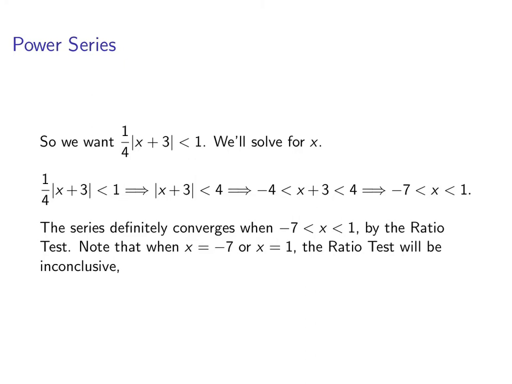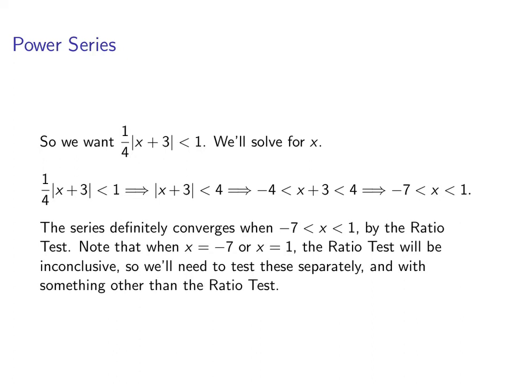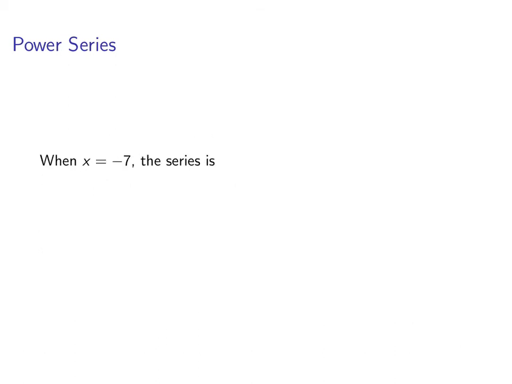The thing is, if we look specifically at x equals negative 7 or x equals 1, the ratio test is going to be inconclusive. And so we need to test those separately. We're going to go ahead and do that now. I should point out that when we do those separate tests, we have to pick something other than the ratio test. The ratio test is going to be inconclusive at those points. That's worth remembering.